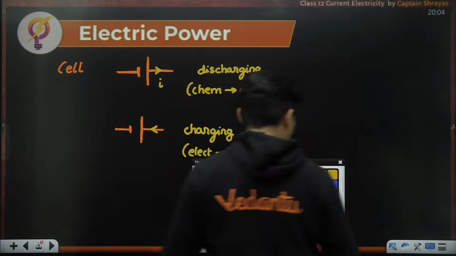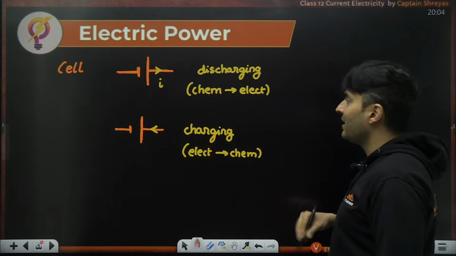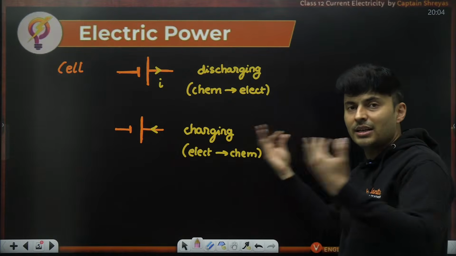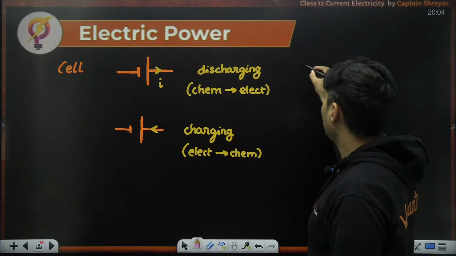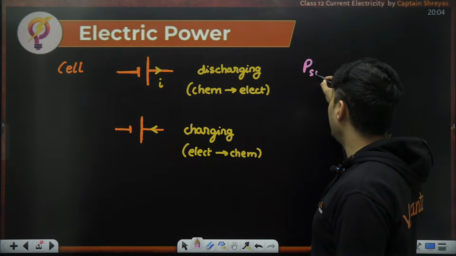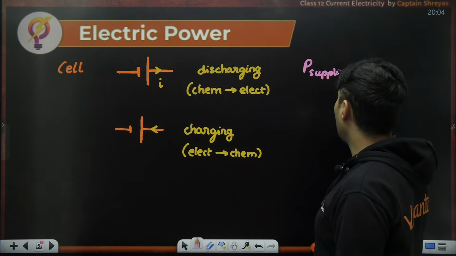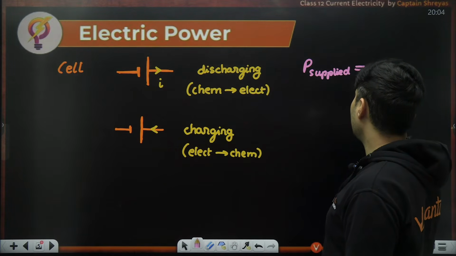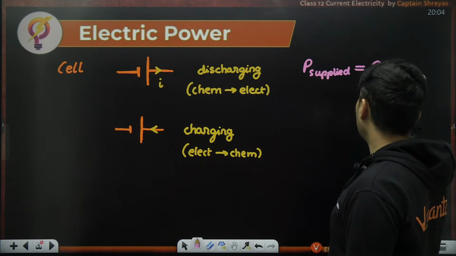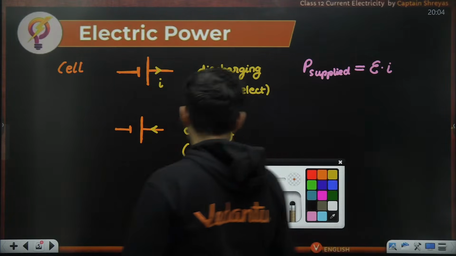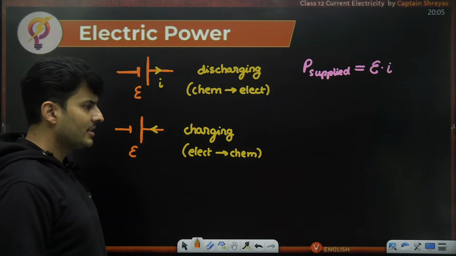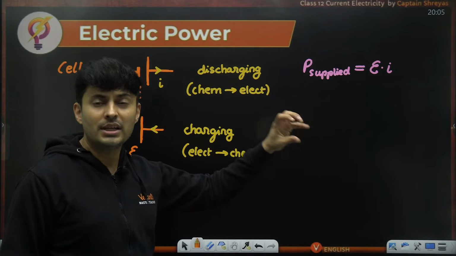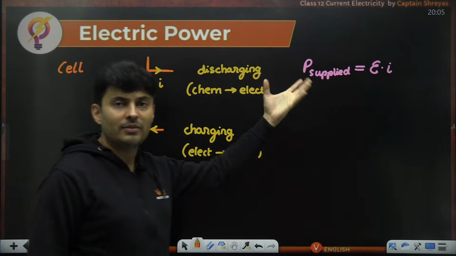In either case, what is the rate at which energy is being delivered or being consumed? Well, in this situation, the power is being supplied by the cell, and it is nothing but the EMF multiplied by the current. Yes, EMF multiplied by current, just like voltage into current is power. Same way, instead of voltage, you replace it with EMF, E.